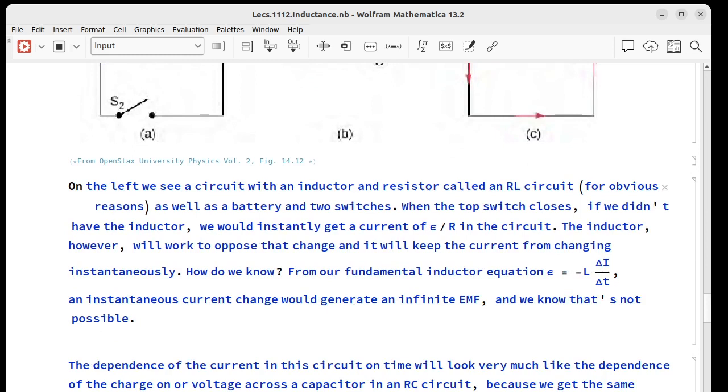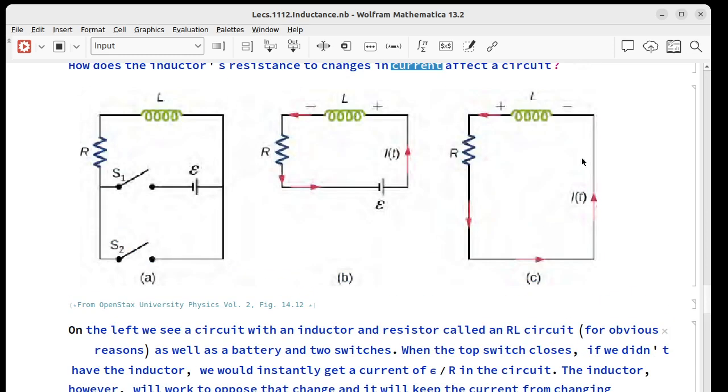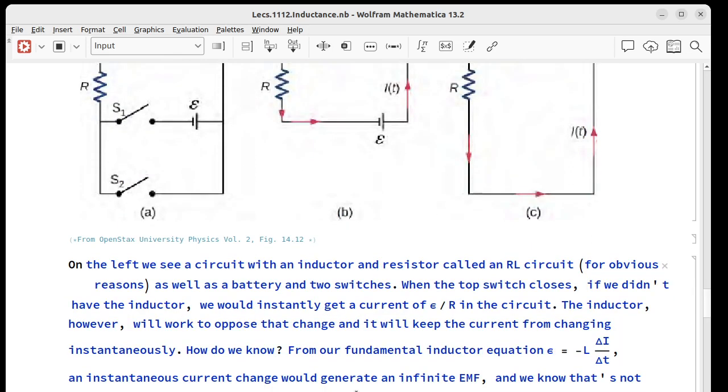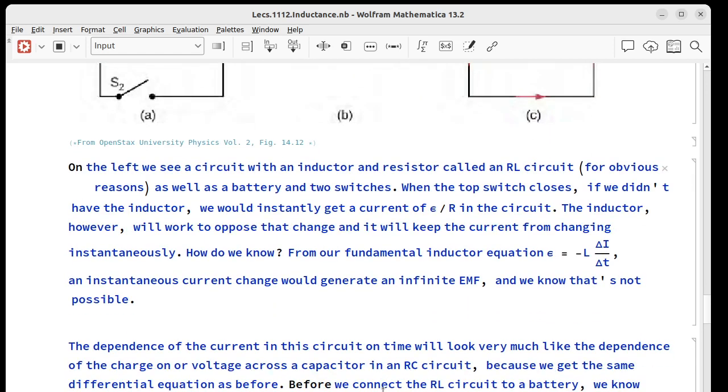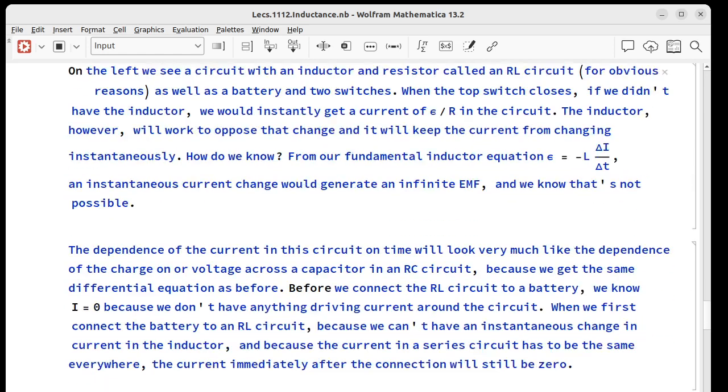The reason is we're going to get a differential equation when we look at the dependence of current on time in an RL circuit, just like we got a differential equation for the dependence of charge on time in an RC circuit. And again, we're not going to solve the differential equation, but we can predict we're going to get an exponential connection between the two endpoints.